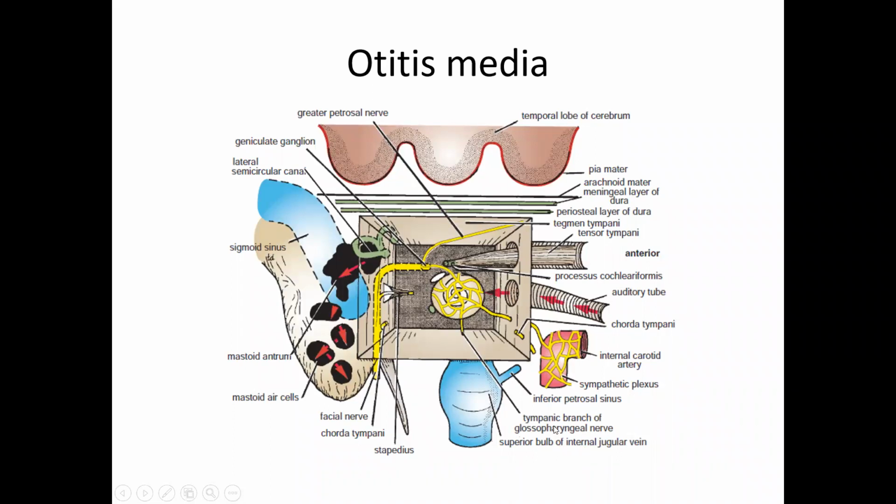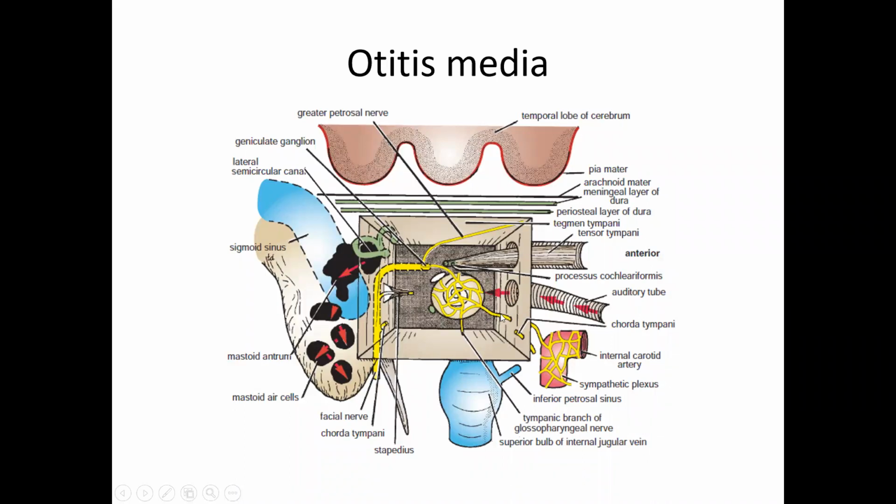The tympanic branch of glossopharyngeal nerve enters the tympanic cavity through the floor of the middle ear. It forms a plexus on the promontory and gives a branch called lesser petrosal nerve. Lesser petrosal nerve goes into the cranial cavity and comes out of the cranial cavity through the foramen ovale.